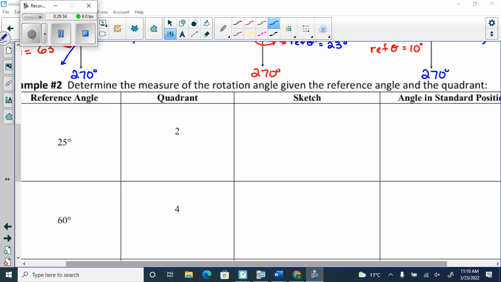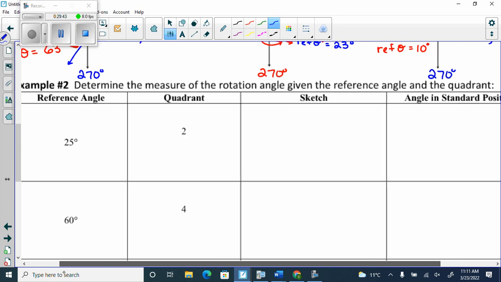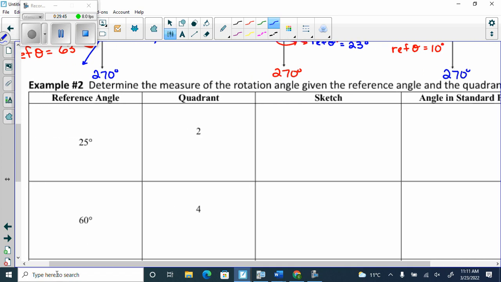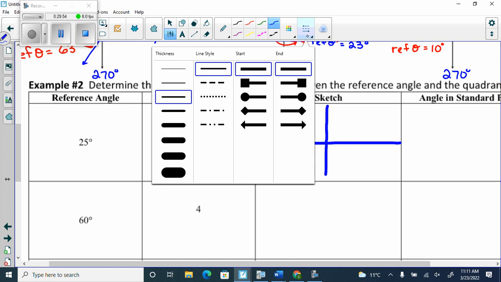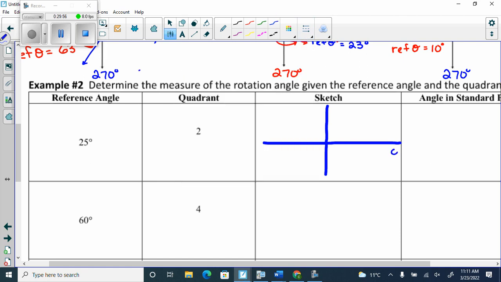Okay. So this says determine the measure of the rotation. You did pretty good. Determine the measure of the rotation angle given the reference angle and the quadrant. So we get to sketch it first. Okay? When we sketch, we're going to draw our lines. And then we're going to label. So we have 0, 90, 180, 270, 360.